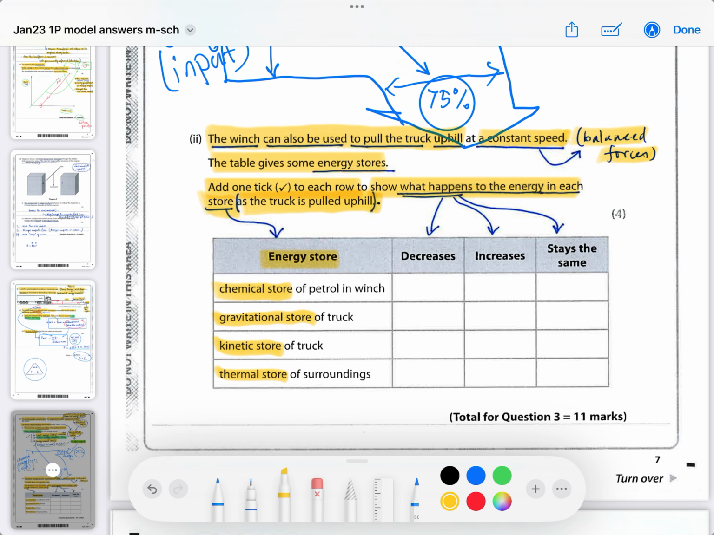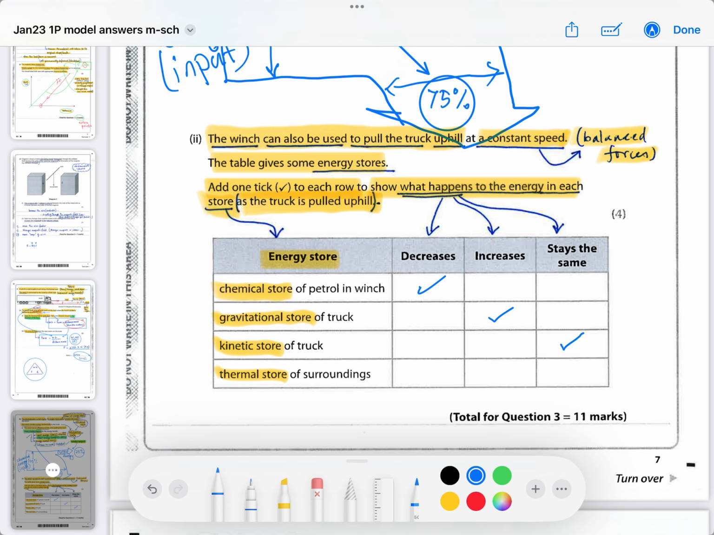So how do you do it? Well, if the truck is pulled uphill, then the gravitational potential energy will increase, okay? Now, obviously, it's using fuel to do that, so the chemical store of energy, the petrol tank will start emptying. So the chemical store will decrease. And it's going at constant speed, remember? So constant speed means the kinetic energy doesn't change. It's going at the same speed throughout. Okay, and that's what they told you, it was going at constant speed.